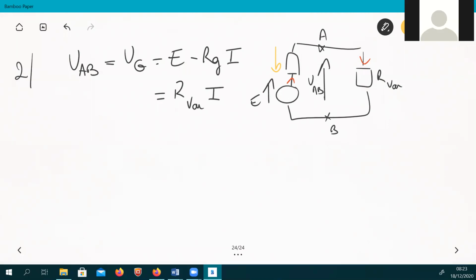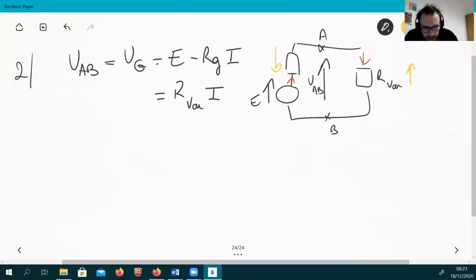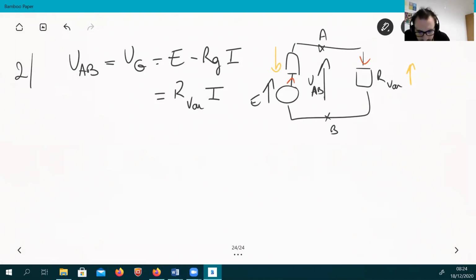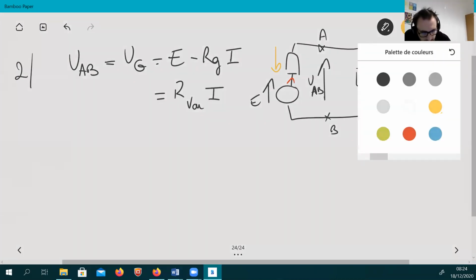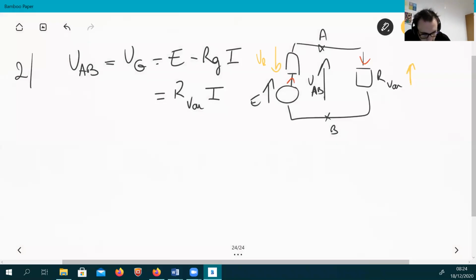Sorry. No problem. But can you keep explaining? Yeah, sure. So this is the full setup. Okay. I just labeled the various voltages. So this is U G. This is U R var. And this is UAB.